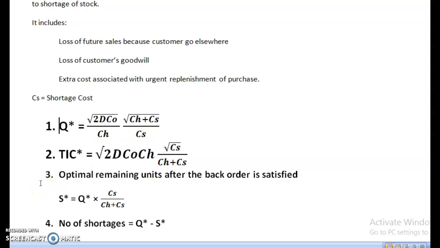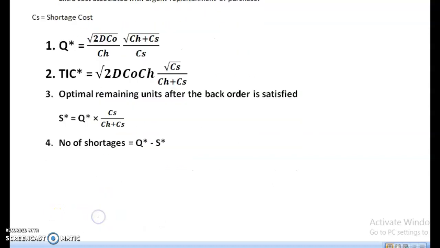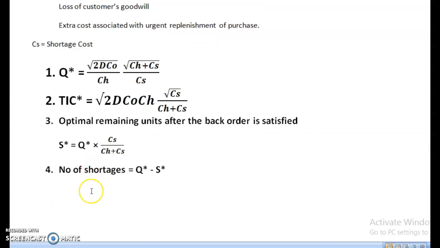Third equation, optimal remaining units after the back order is satisfied, called S optimal, is equal to Q optimal into CS divided by CH plus CS. Next, the number of shortages is found by using Q optimal minus S optimal.